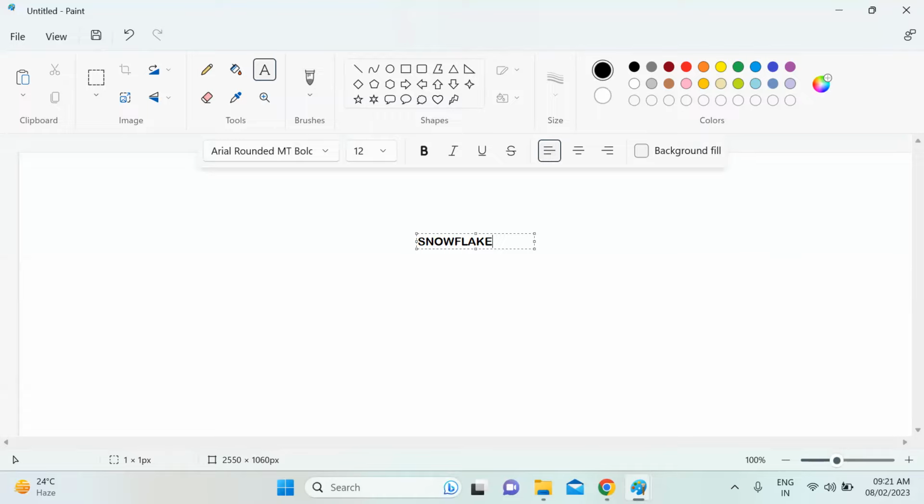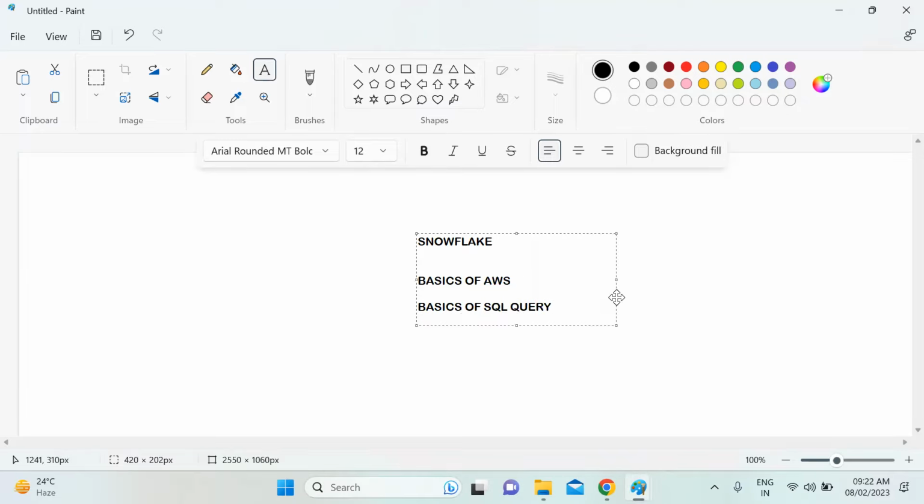After that, the basics of SQL queries. Why? Because Snowflake is completely based on SQL queries. It is 90 to 95% similar to SQL. Some restrictions are there, but most of the work is done with SQL queries only. So we will go through the basics of SQL.